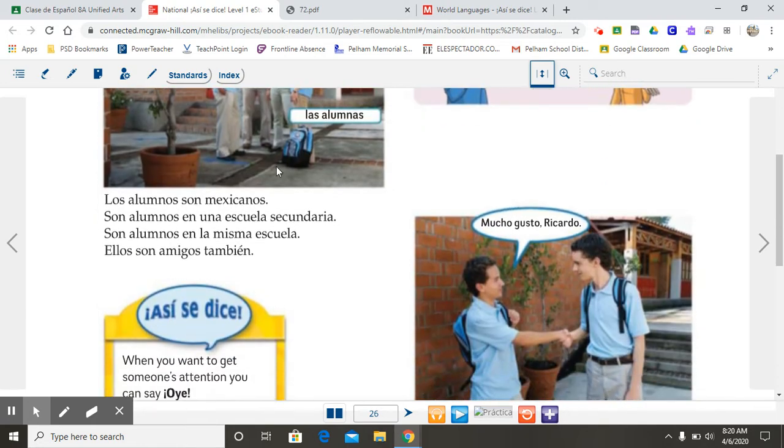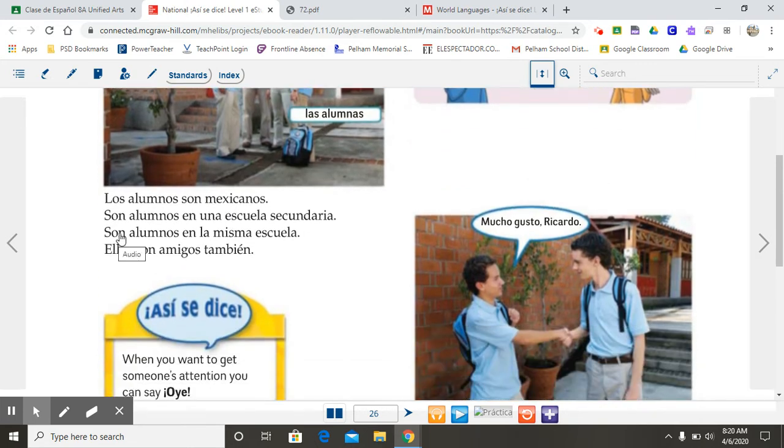Let me read to you this little paragraph. Los alumnos son mexicanos. The students are Mexican. Son alumnos en una escuela secundaria. You don't need to know this part right here, but basically they are students in a secondary school, basically a middle school, all right? Son alumnos en la misma escuela. They're students in the same school. They're from the same school. Ellos son amigos también. So they're friends as well.